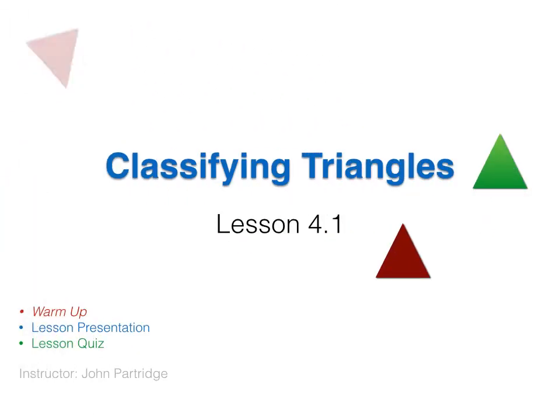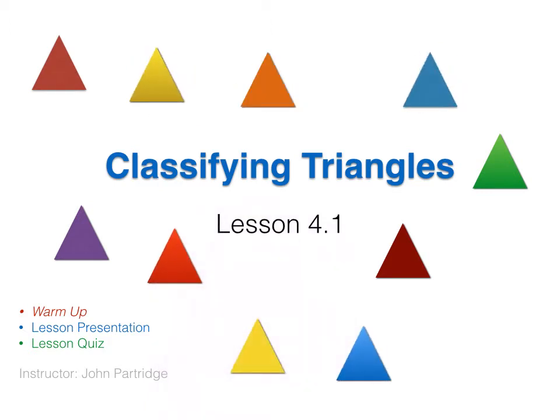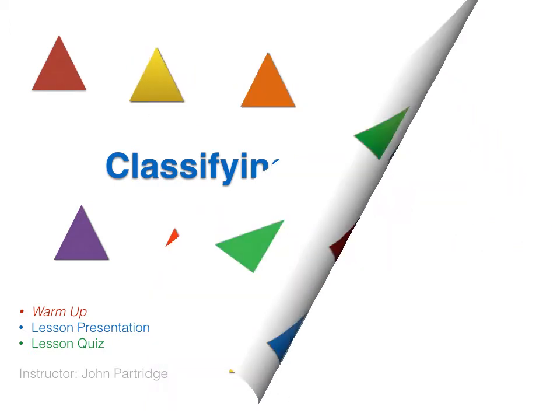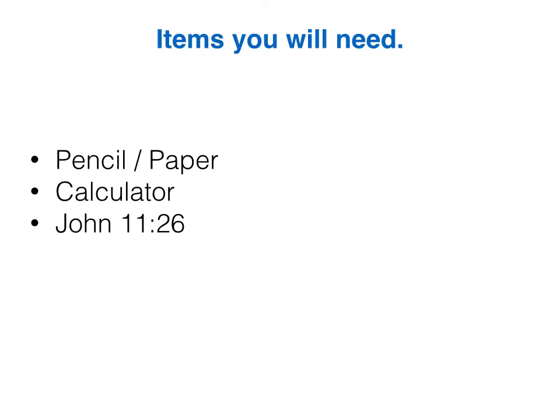This lesson is classifying triangles. Lesson 4.1. Items you will need: pencil and paper, a calculator, and to read the Gospel of John, chapter 11, verse 26.